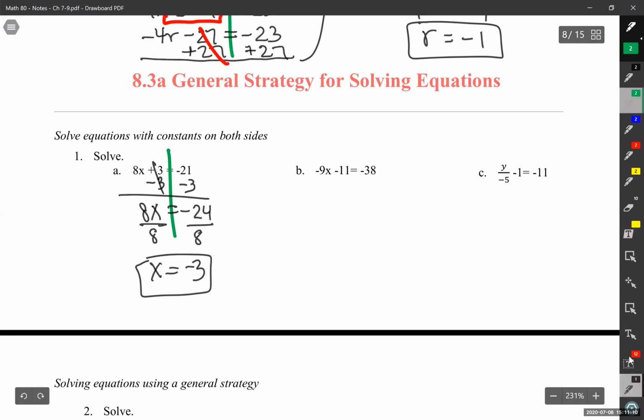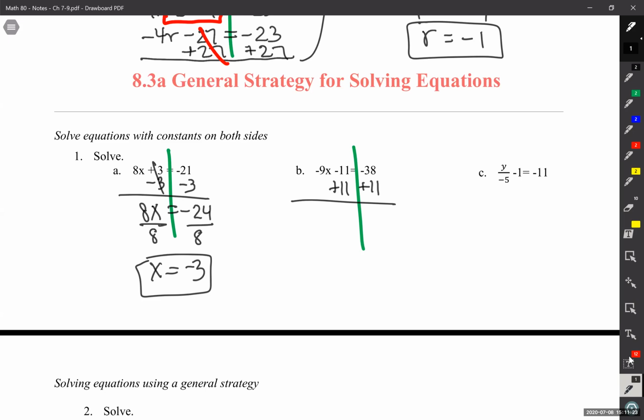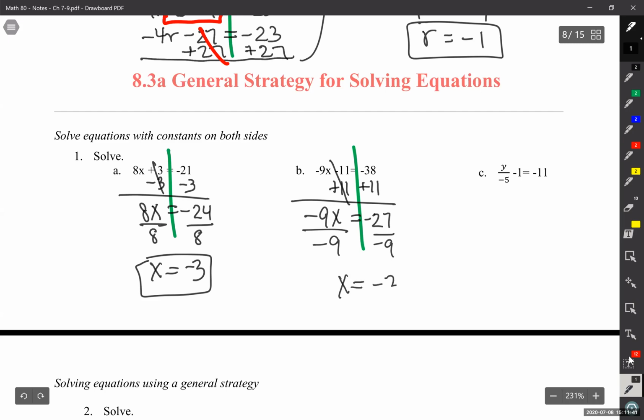So again, we have the green line down the middle to show us our left and right side. I'm going to add 11 so that I only have numbers on the right. So we have a negative 38 and an 11, which means we subtract those two numbers, put a negative, and then we have a negative 9x on the left. Divide both sides by negative 9, and we end up with x equals positive 3. Those two negatives cancel out, so it turns out to be positive.